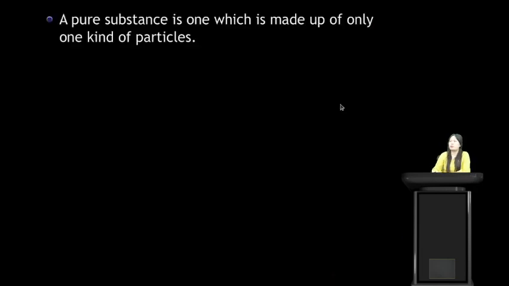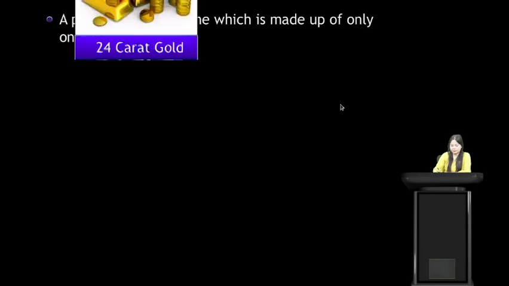Now what is a pure substance? A pure substance is one which is made up of only one kind of particles. So here we have 24 karat gold, which is pure gold. It is made up of only gold particles. Distilled water is pure. It contains only water. So here are the examples of pure substances.